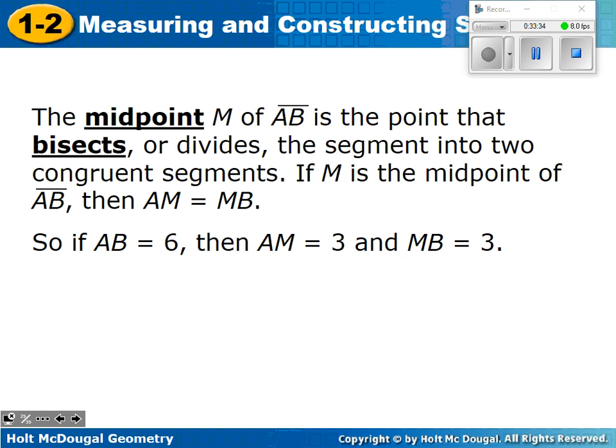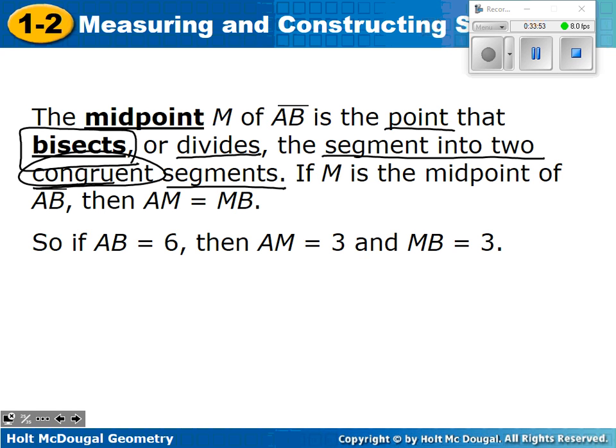So midpoint definition. A midpoint is a point that bisects. We'll talk about what bisects means. Or divides is another word for bisect. Midpoint is the point that bisects or divides a segment into two congruent segments. So a midpoint divides a segment into two congruent segments. Bisect means to divide into two congruent segments. So it's the same idea. Midpoint is the point. Bisect is the action, splitting it into two congruent parts.